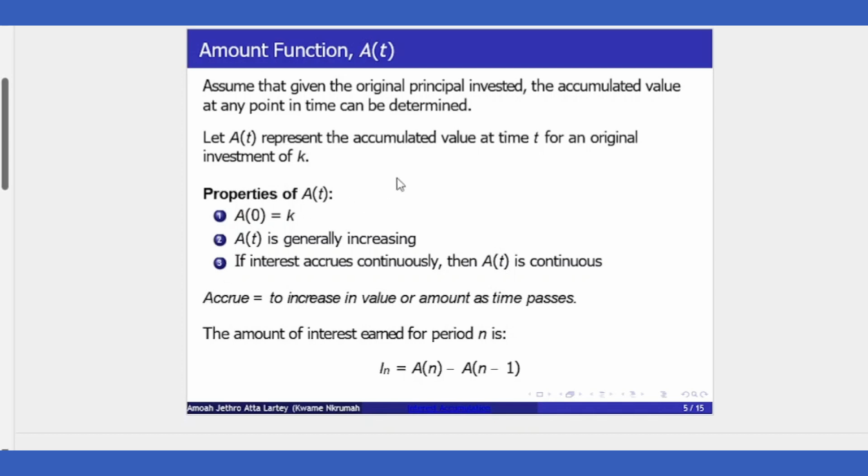So it's an accumulated value, right? So it increases as time goes on. And then we say if interest accrues continuously, then A of t is continuous, right? Meaning someone might not understand the meaning of accrue. To accrue is to increase in value or amount as time passes, right? So something like the force of interest, which we will talk about in our next videos.